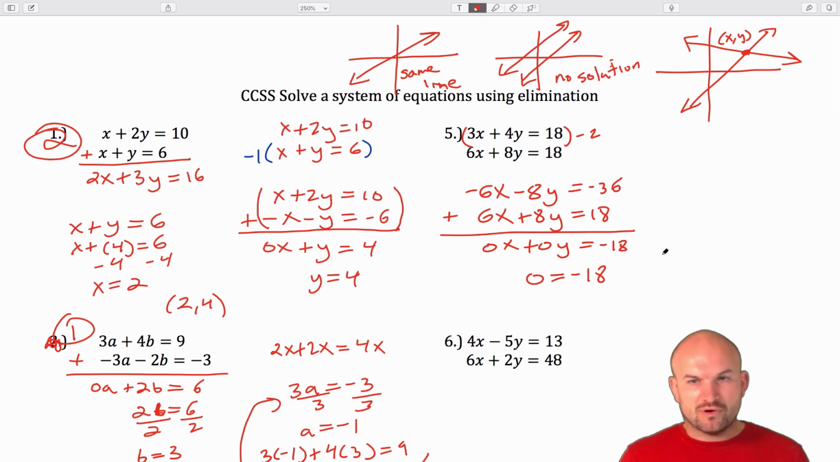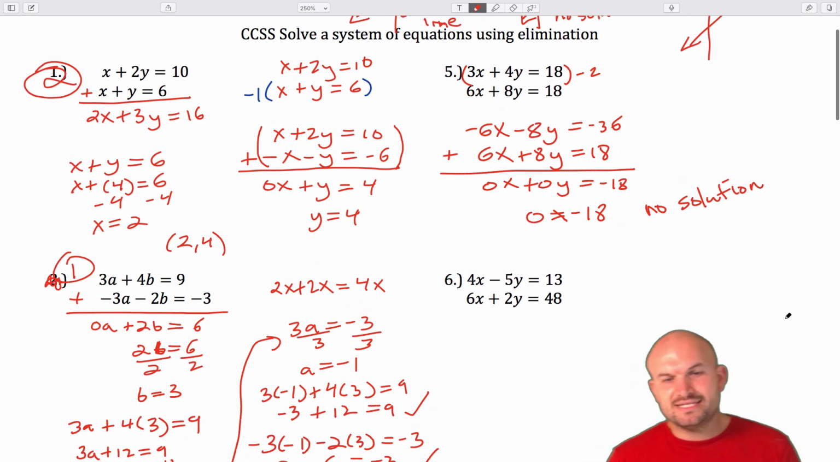If they're never going to be the same, that means they're never going to intersect. Therefore, you can see that they are going to produce parallel lines. And if you were to graph them, they would produce parallel lines. But we can just write this. We'll just say that is not true, and we'll just write no solution.